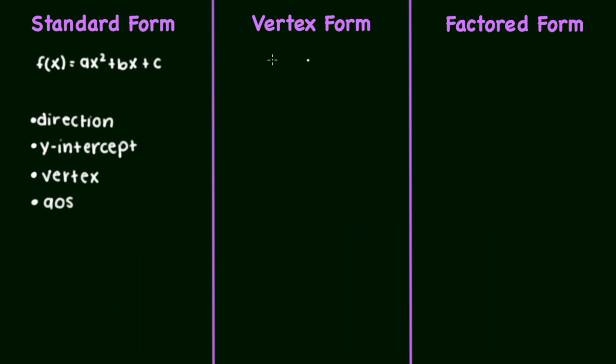Another form of quadratic equations is vertex form, which, as the name implies, gives away the vertex of the graph. Vertex form is f of x is equal to a times the difference of x minus h squared plus k, where the point h, k is the vertex.